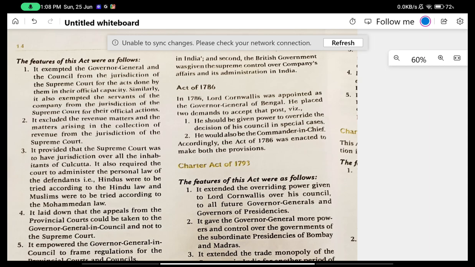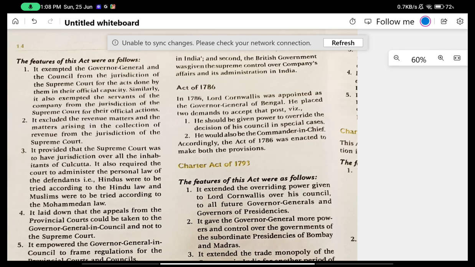The governors of Bombay and Madras had their own executive councils, just like the Governor General of Bengal had. Second point is, it gave the Governor General of Bengal more power over the subordinate presidencies. So it gave some more powers. We don't know what exactly these powers are, though I would recommend you to search it up, look into its depth as much as you can. More power over the subordinate presidencies, namely that of Bombay and Madras.